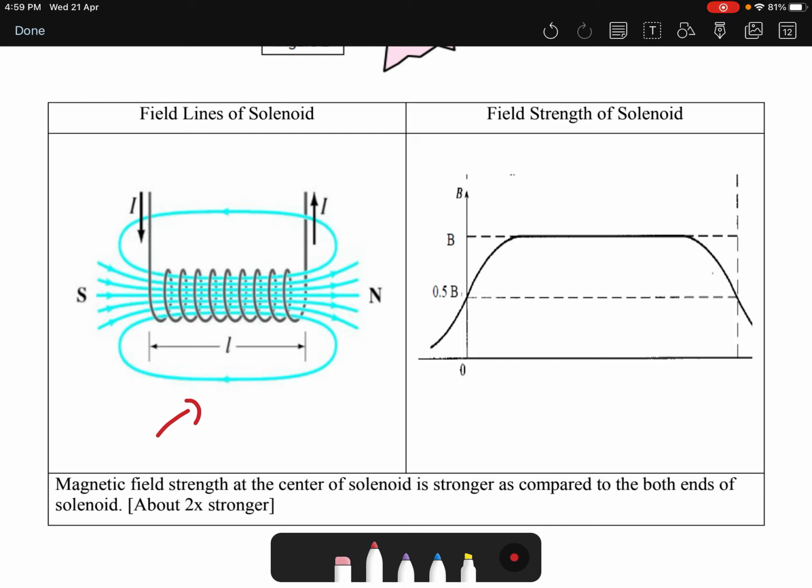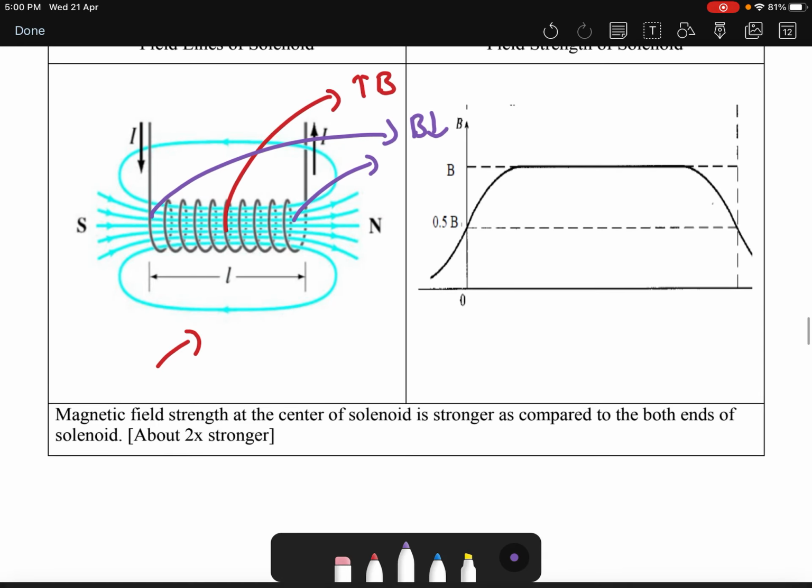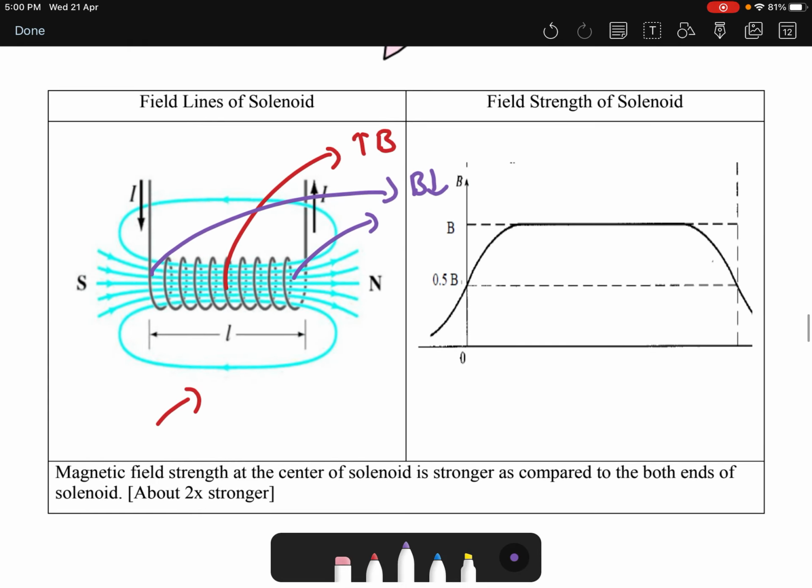For the center of the solenoid, the field strength is higher. The magnetic field strength is higher as compared to both ends of your solenoid, where your B field is weaker. So how much stronger and how much weaker? Approximately, the magnetic field strength at the center is about twice the magnetic field strength at both ends. So that's it for your solenoid.